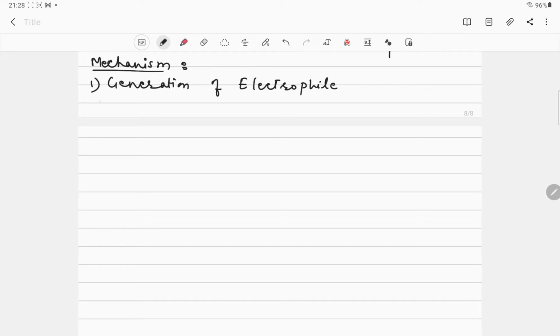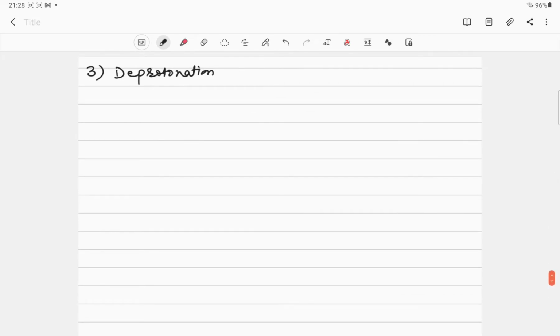Generation of electrophile. Second step is formation of carbocation. Now third step is deprotonation. So that is how there are always 3 steps in the electrophilic substitution reaction. Now let's start the examples.